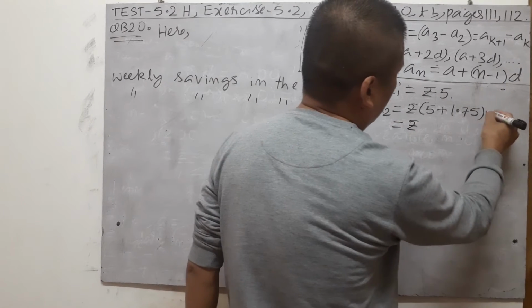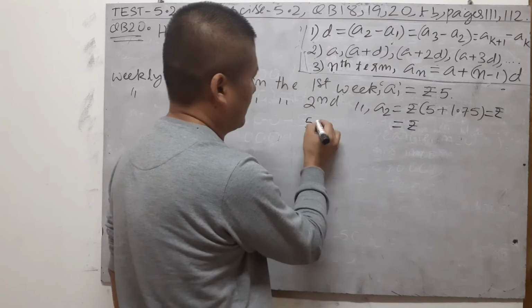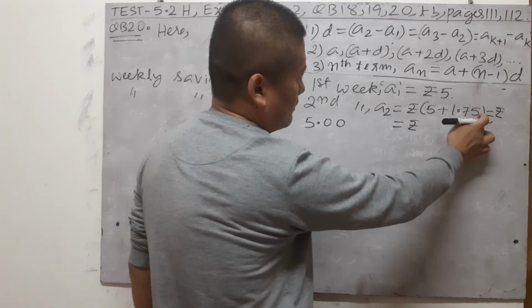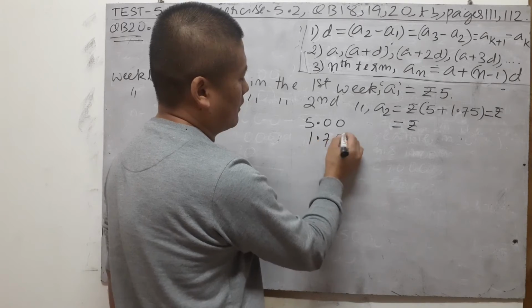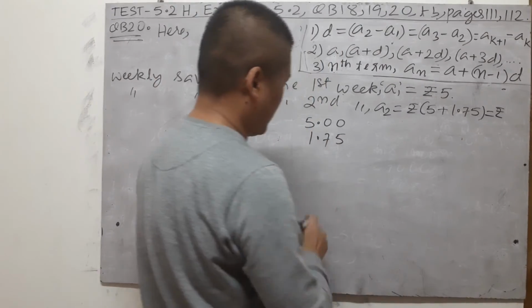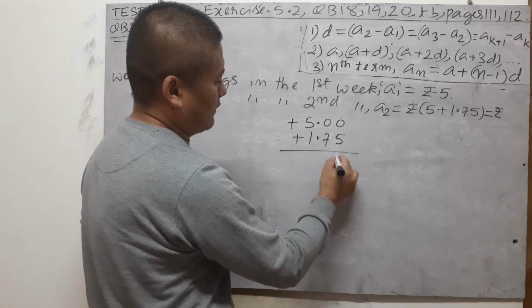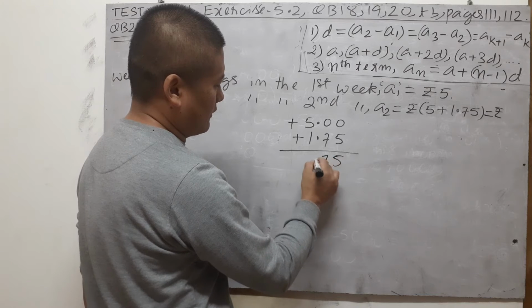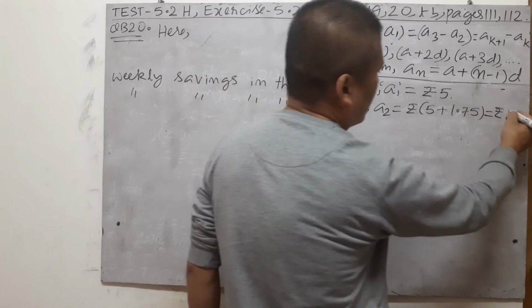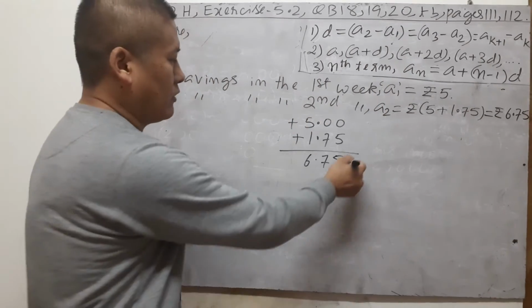rupees 5.00, because there are two decimal places here, plus 1.75, because when we're adding we have to make sure the decimals are on the same line. Both are plus, as you can see. So add 5 plus 0, 5; 7 plus 0, 7; 5 plus 1, 6. That gives 6.75. Just showing how decimals are added.